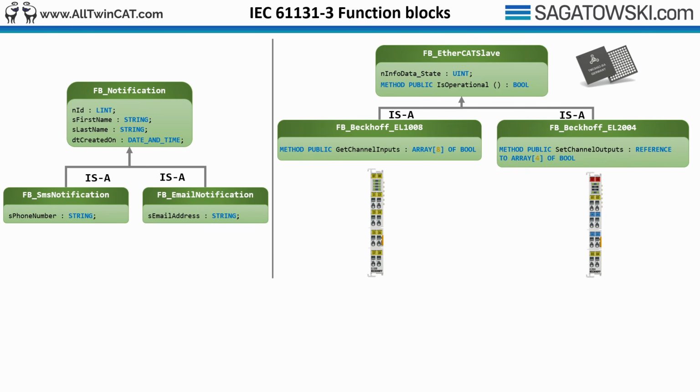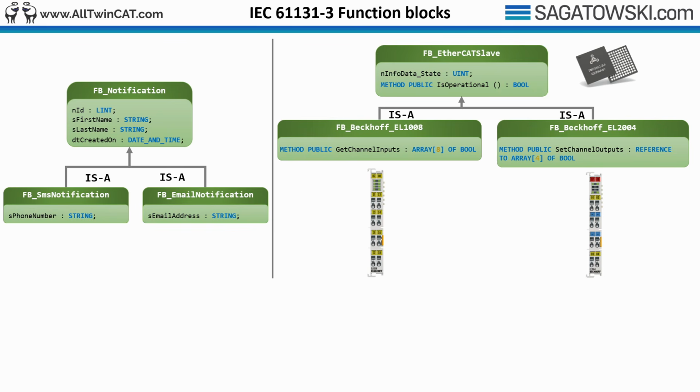And we could have many more types of function blocks that extend the FB_EtherCATSlave function block. Here we have a 4-channel digital output terminal called EL2004. Instead of getting 8 input channels, we can now set 4 output channels. It too extends the FB_EtherCATSlave function block, as it too has an EtherCAT slave controller and thus provides the isOperational status.